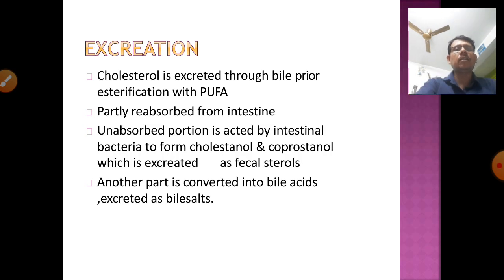Then excretion of cholesterol. Excess cholesterol is excreted through the bile, after esterification with PUFA or polyunsaturated fatty acid, and is partly reabsorbed from the intestine. The unabsorbed portion is acted on by intestinal bacteria to form cholestanol and coprostanol, which are excreted as fecal sterols. Another part is converted into bile acid and excreted as bile salt.